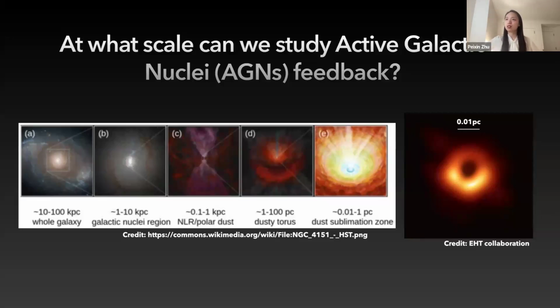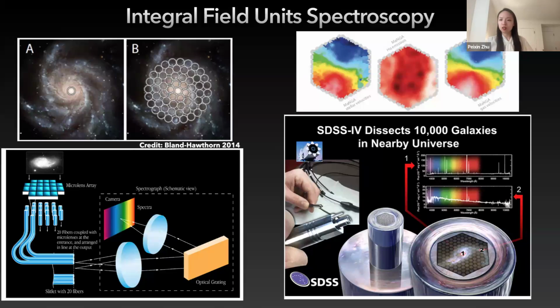So if you want to learn these two scales of AGN feedback, we need more information rather than just one single spectrum from the galaxy center. And that is where this new technique of spectroscopy comes in. The idea is shown in the top left figure. Instead of having only one single spectrum at the galaxy center, you have a group of 20 or 30 spectra across these galaxies.